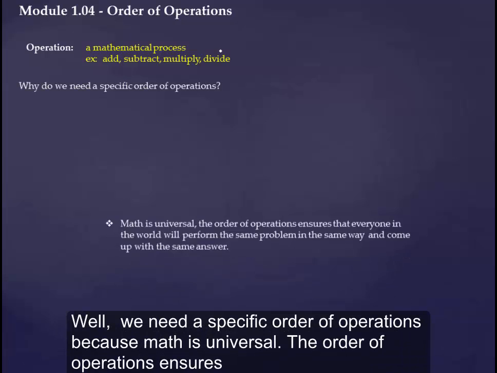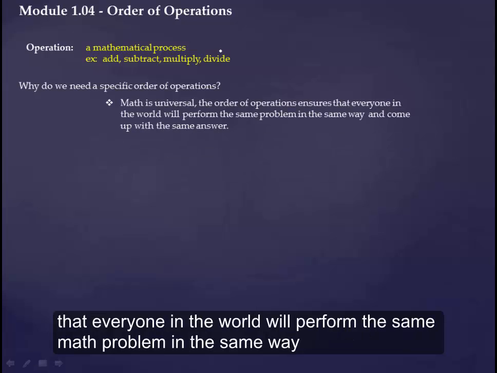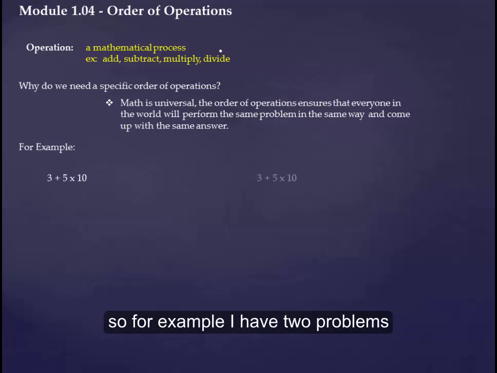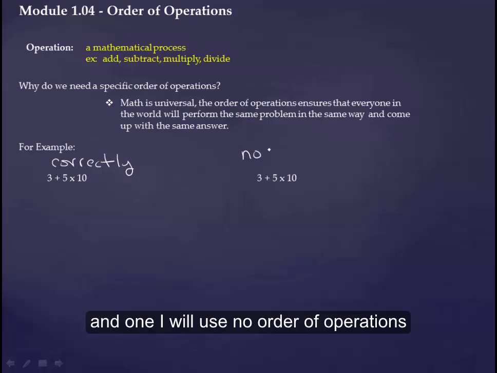Well, we need a specific order of operations because math is universal. The order of operations ensures that everyone in the world will perform the same math problem in the same way and come up with the same answer. So, for example, I have two problems. One I will do correctly, and one I will use no order of operations.